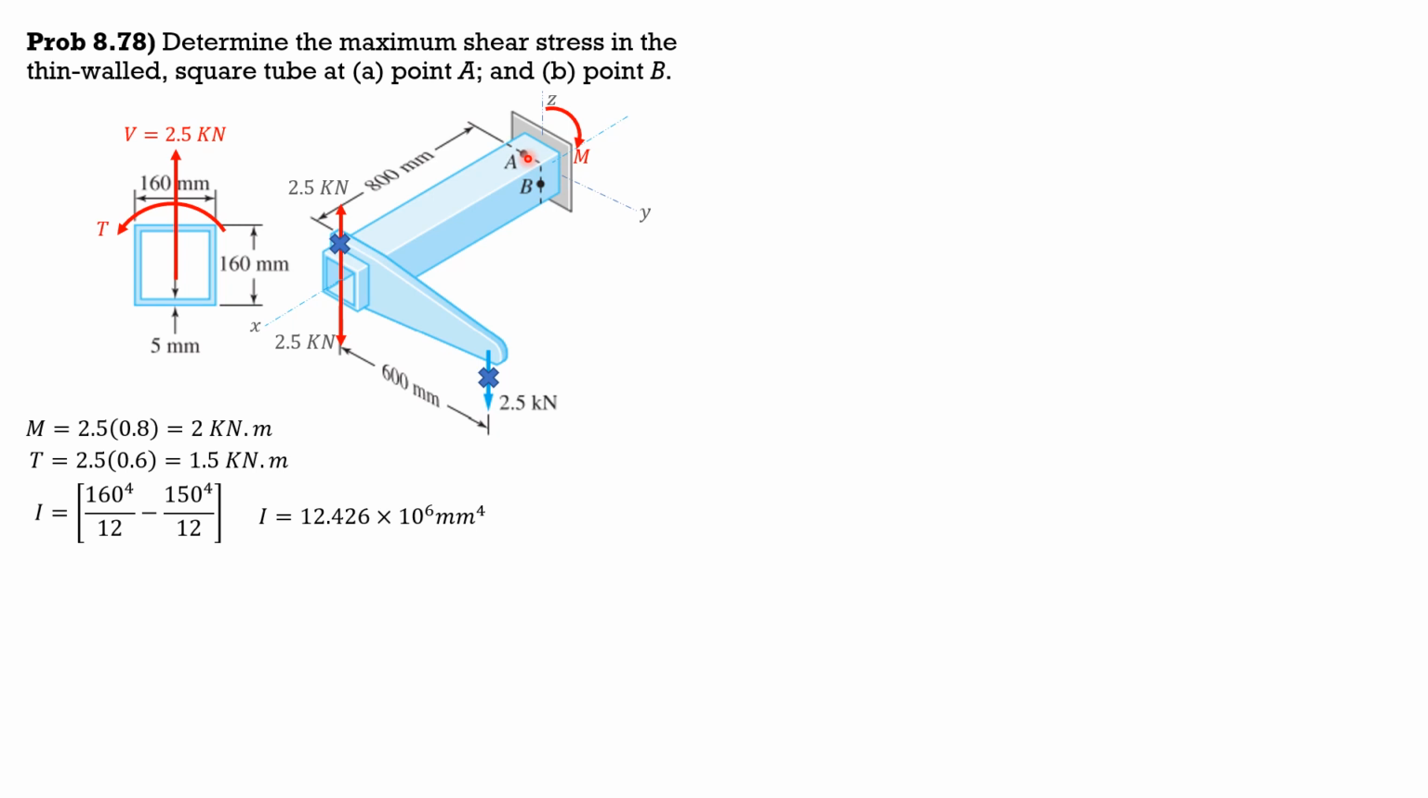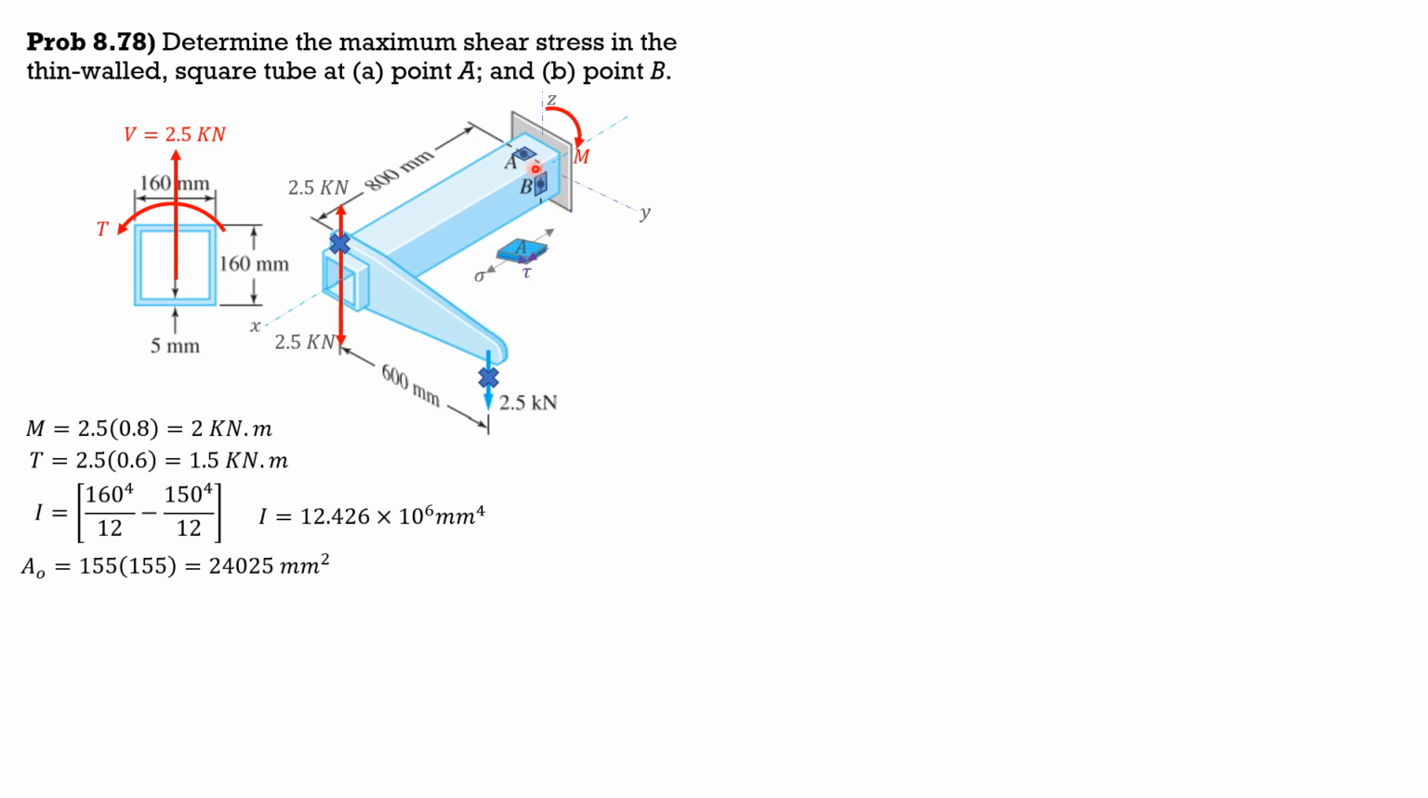and we have torsion. So the area A_O is the area bounded by the median line through this section. The median line would be 160 minus half of thickness, so 160 minus 5, so 155 by 155. The area bounded by the median line is 155 by 155, 24,025 mm squared.